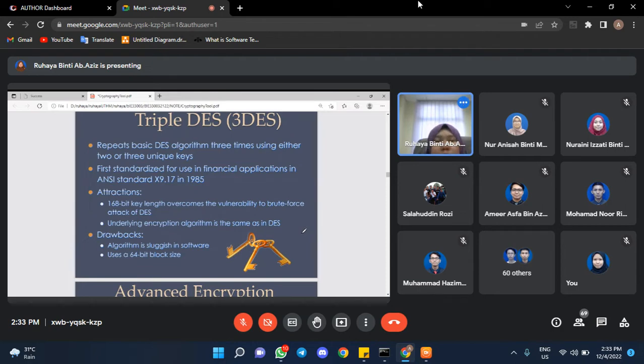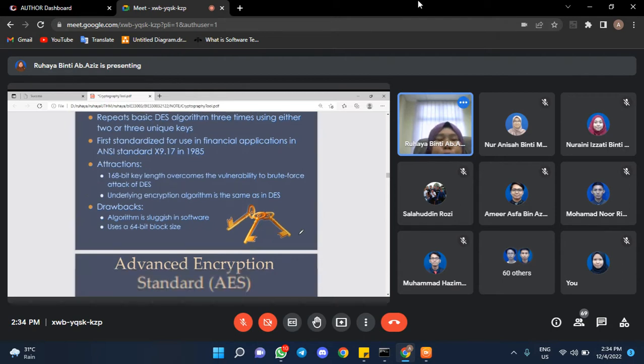So it fixes what DES has. The underlying encryption algorithm is the same as in DES, but because of that, the algorithm is sluggish. Sluggish in software, and it uses a 64-bit block size.